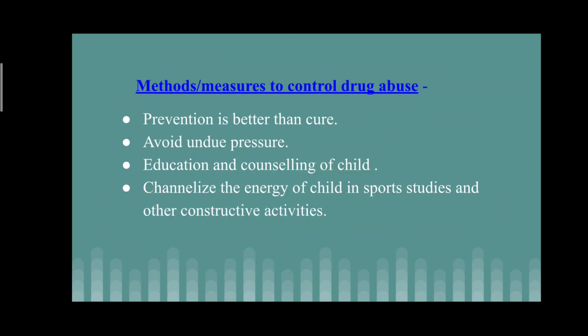Then next one is to avoid undue pressure. That means the child should not be forced to perform to their capacities in studies, sports, and other activities. Don't give the pressure. Then education and counseling of the child should be done to help them face problems and stress, to accept disappointments and failure as a part of life, and to channelize the energy of the child in sports, studies, and other constructive activities.